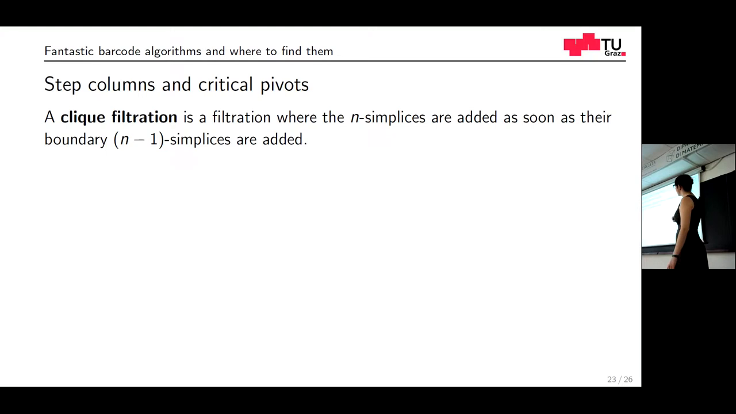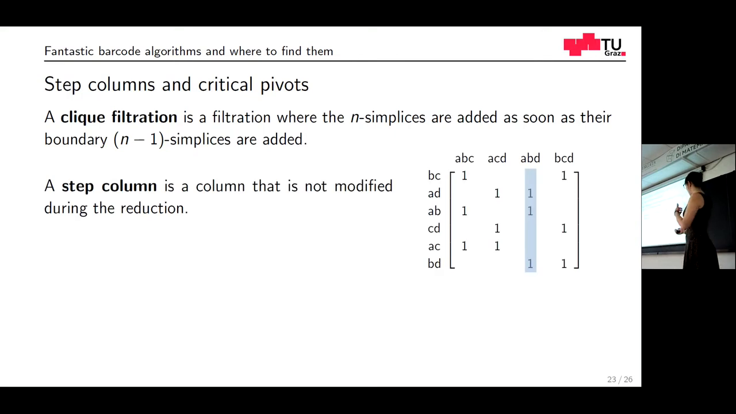So I'm going to define a clique filtration, which is a filtration where I add a simplex as soon as I can. So as soon as it has all the boundary, I'm putting it there. For example, the Vietoris-Rips filtration. For this special type of filtration, we have that the boundary matrix, and if you order correctly also the higher ones, have this shape. It's not weird, but it's a staircase. This is interesting because all the columns that are the first one in this staircase don't get changed during the reduction because they are the very first one with this pivot. So I know that these columns stay sparse during the reduction.